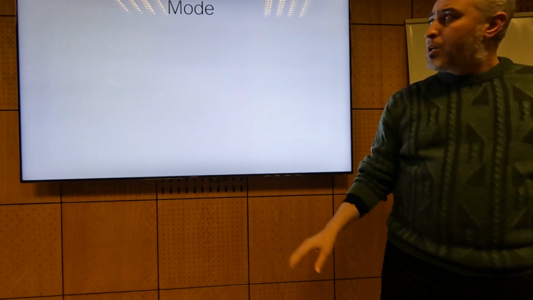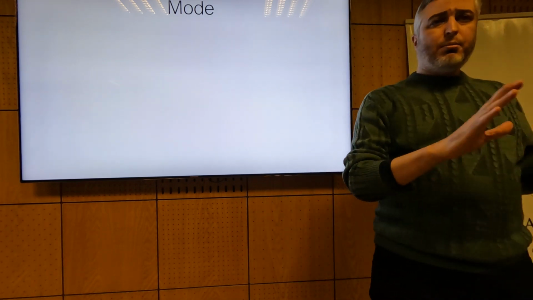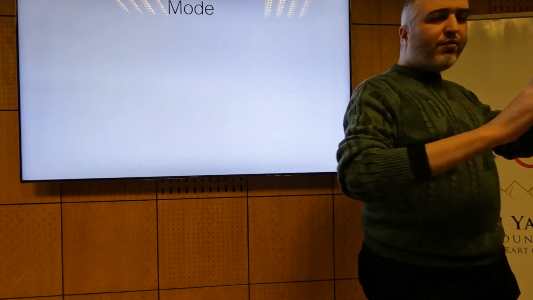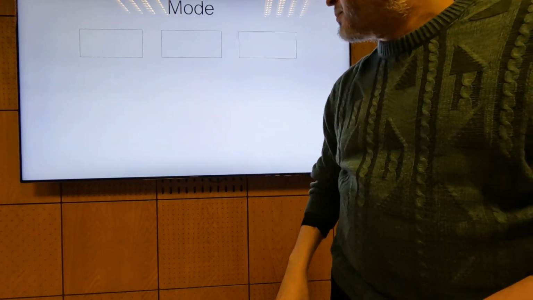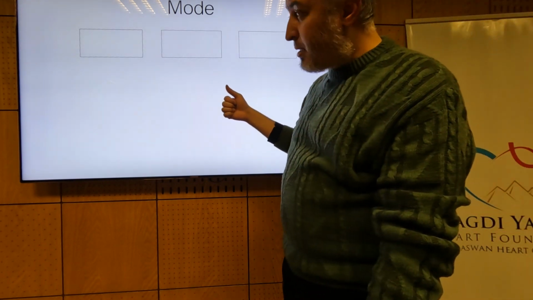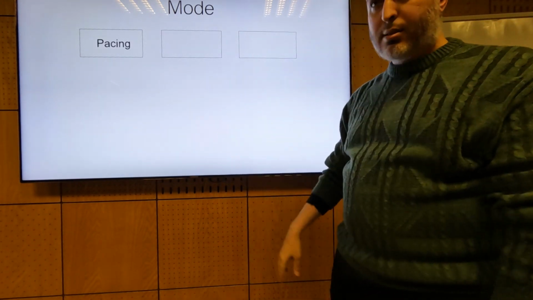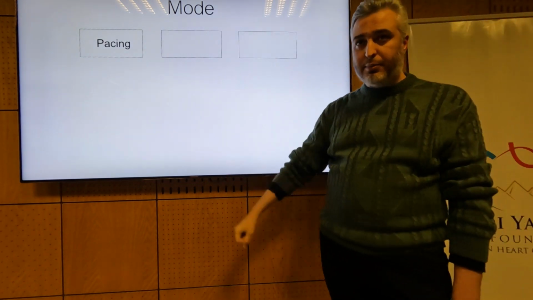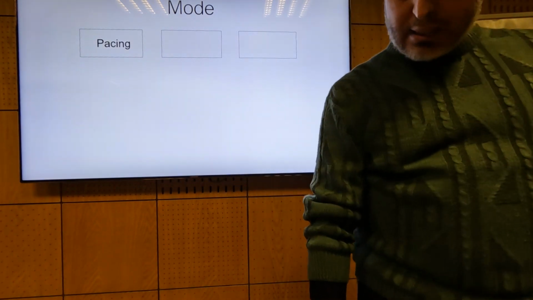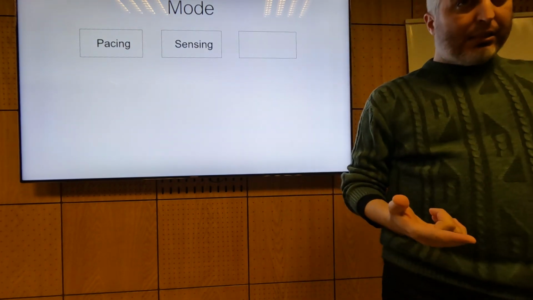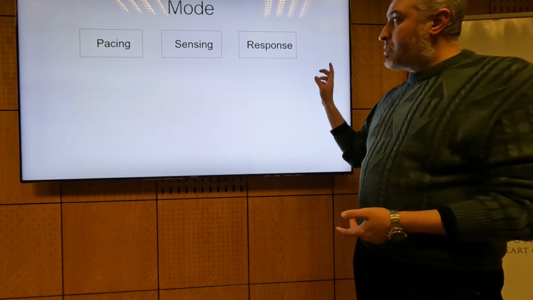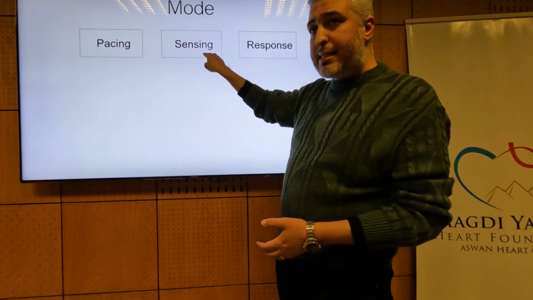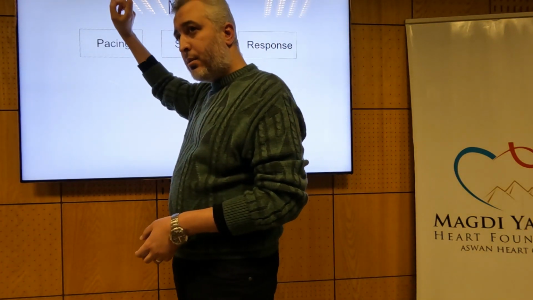We describe mode by three basic letters, something like AAI, VVI, and DDD. So what do these letters mean? The first letter is the chamber that is being paced. What are we pacing? The second letter is what are we sensing? And the third letter is, what is the response of sensing on pacing?